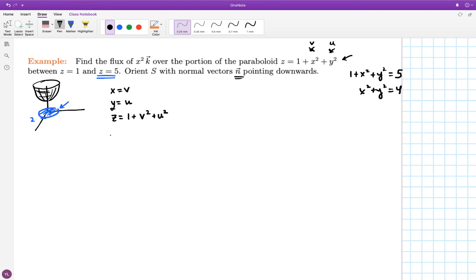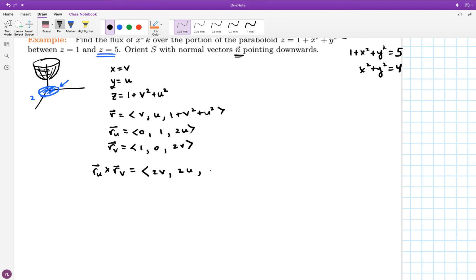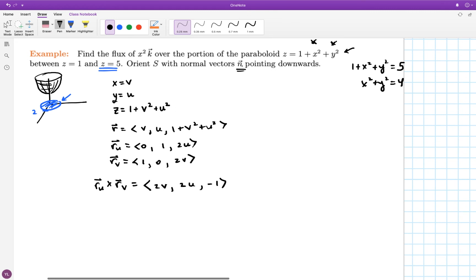All right, let me go ahead and construct ru cross rv. Okay, so take a look at this ru cross rv. This is supposed to be an unnormalized... It's not a unit vector, but it definitely is normal to the surface in the direction of the n that I want. So the fact that it's got a negative k component here makes me think that it's definitely pointing down instead of up like I wanted.